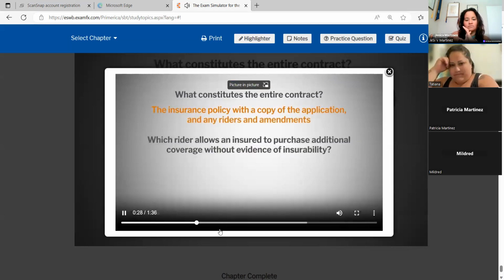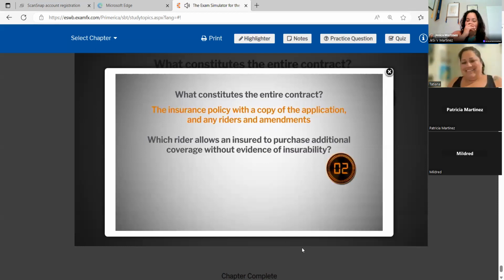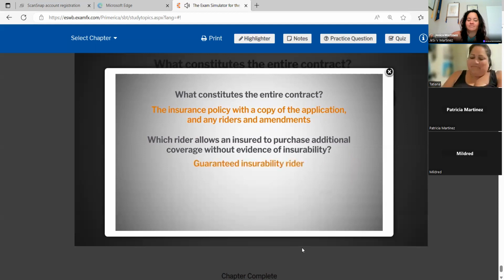Riders. Which rider allows an insured to purchase additional coverage without evidence of insurability? Which rider allows that? The renewable? What do you think? I don't know. Guaranteed insurability. That's the one, guaranteed insurability. Guaranteed insurability rider. I gotta write that.